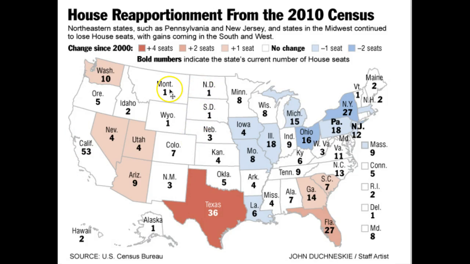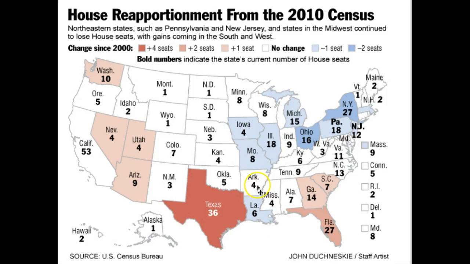States like North Dakota, South Dakota, Montana, Wyoming all only have one. Vermont as well has one. The next largest, Texas, 36. Then there's Florida. Then there's New York. And then we have a whole bunch of mid-range states.